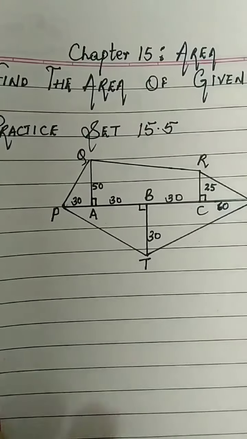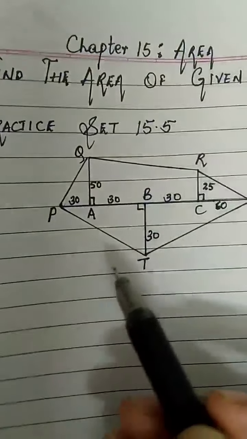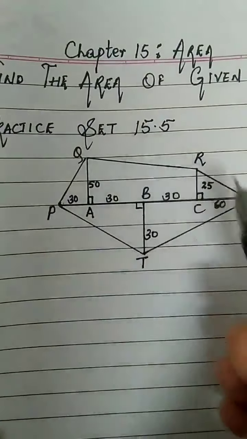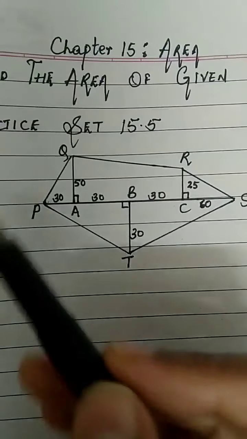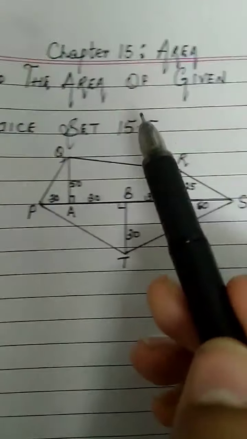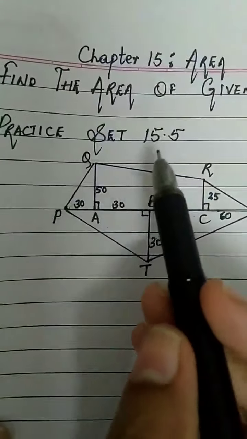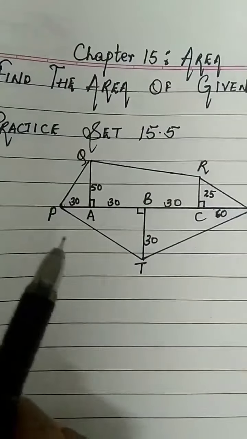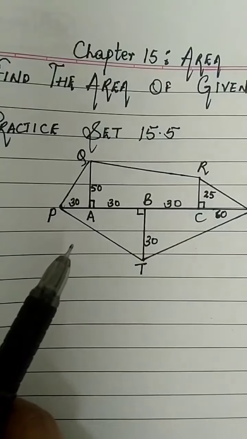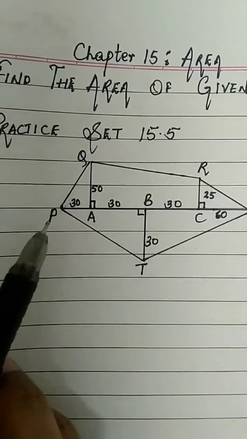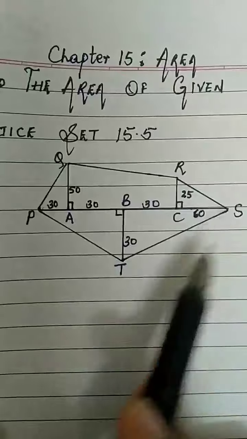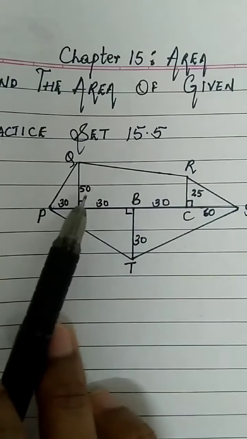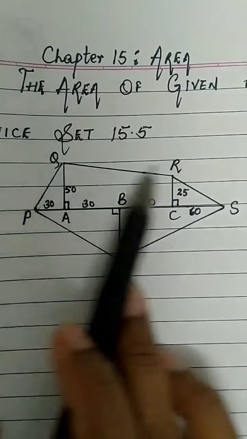Chapter Area. After learning the formulas for the area of different figures, we will apply them in this practice set, wherein we have to find the area of the given plots. Practice set 15.5. We have learnt about the area of a triangle, trapezium, parallelogram, and rhombus. Depending upon the figure, we will apply the appropriate formula and find out the area of this total plot.